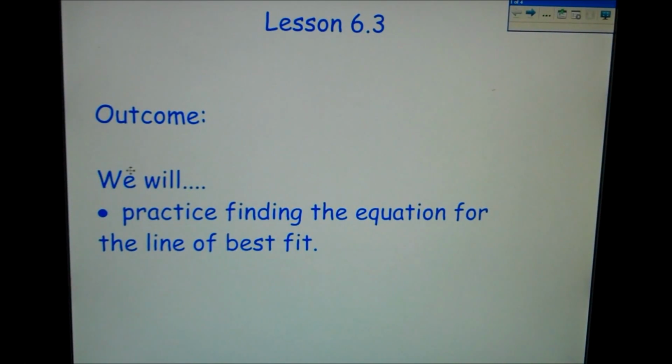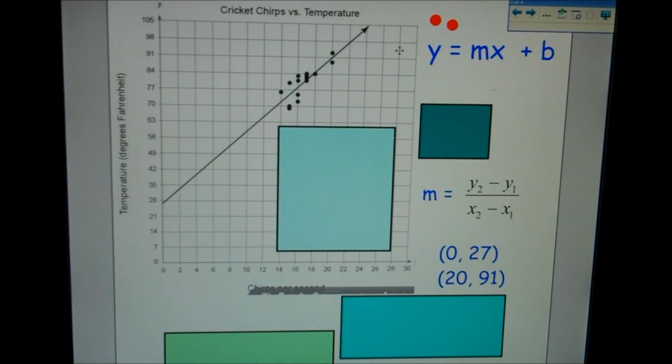Lesson 6.3. This is just a continuation of the line of best fit. This entire Unit 6 is all about scatter plots and finding the line of best fit. So this is just a video for extra practice, okay? What I want you to do is look at this graph.